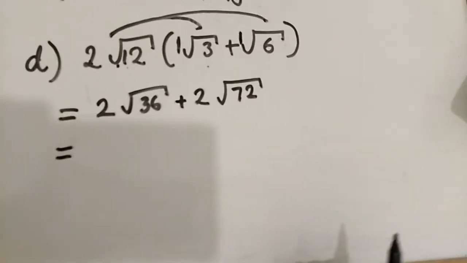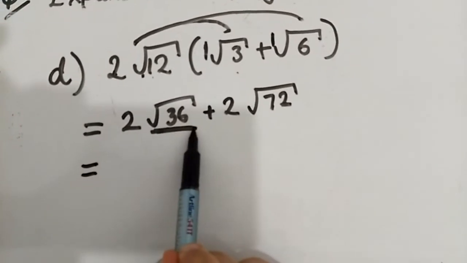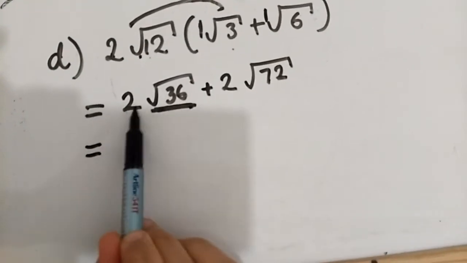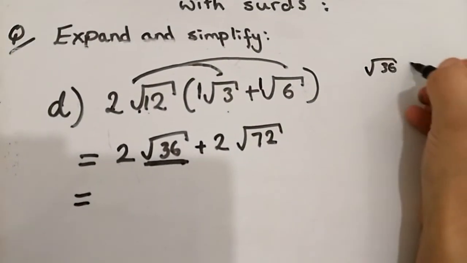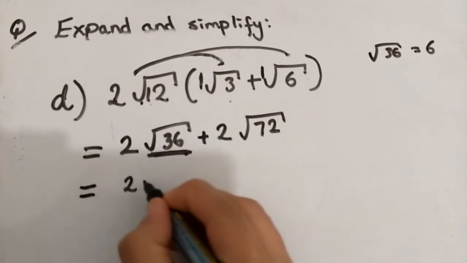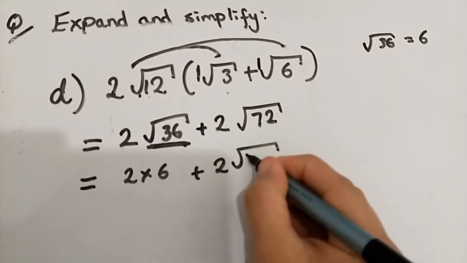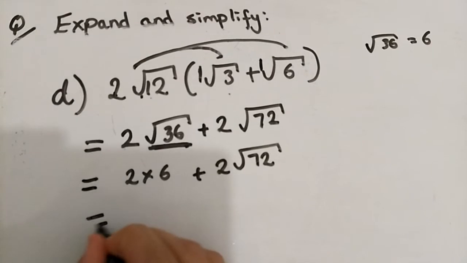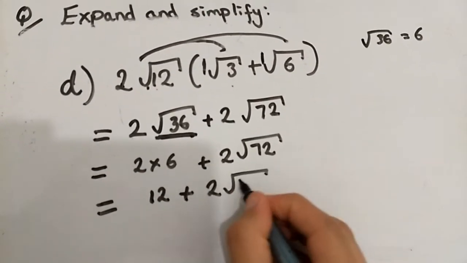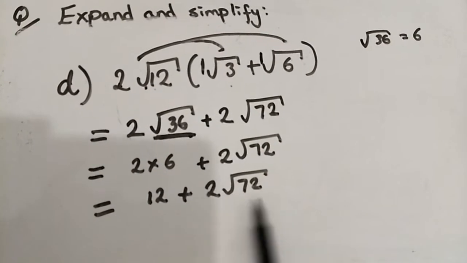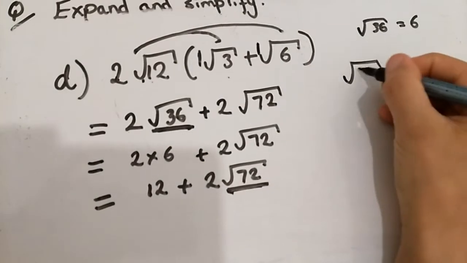So let's have a look here. Now the square root of 36, we know 36 is a square number. And this means 2 times root 36. So the square root of 36 is 6. So that just means 2 times 6 plus 2 root 72. 2 times 6 is 12 plus 2 root 72. So the only thing we have to do here is simplify root 72.